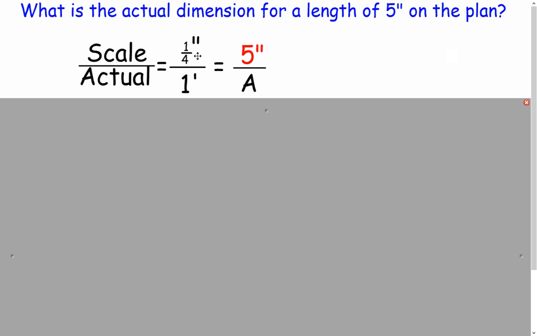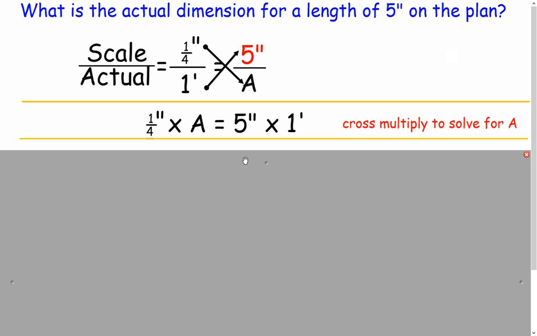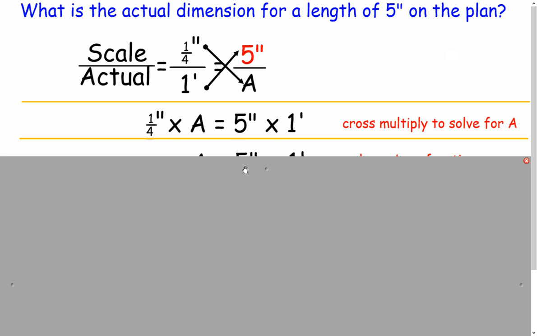In this case, it's a 1/4 inch on the top and 1 foot on the bottom. They gave us 5 inches in the plan, so we're trying to find the actual size. We're going to use cross products, so we cross multiply: 1/4 inch times A equals 1 inch times 1 foot times 5 inches. So we did cross multiplication to get that.